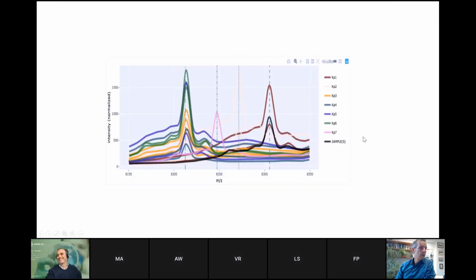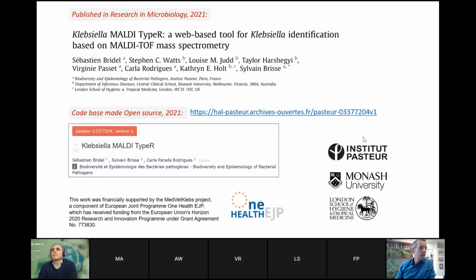So these are screenshots of the demo that I just did. That is my last slide, just to mention that the work was published, and you can see the publication here. The reference is in Research in Microbiology. And this was a collaboration with the group of Kat Holt, in particular Stephen Watts, and some other people in my group or in Kat Holt's group.